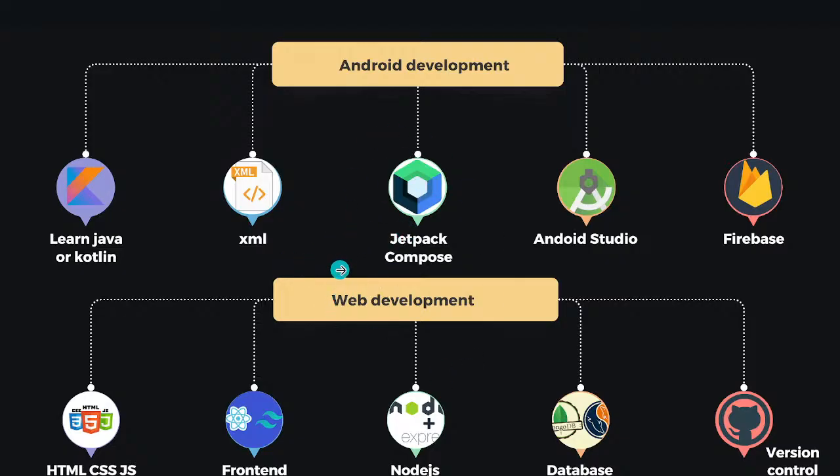Jetpack Compose is a tool where you can use Kotlin, basically use XML in Kotlin, and it helps you write both of the codes in a single file, and it structures your code well. Android Studio is a very good IDE when it comes to Android development, and you will be doing most of your work in this IDE.